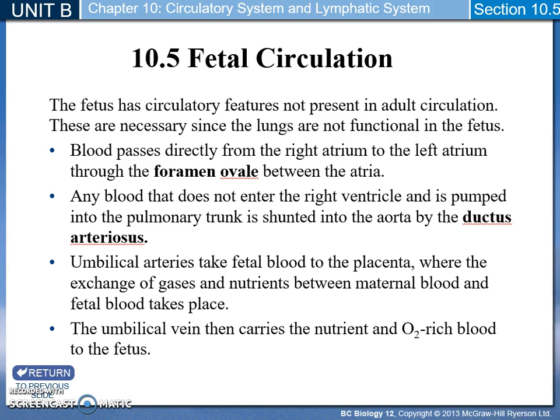So in order to bypass the lungs, what happens is blood will pass directly from the right atrium into the left atrium through the foramen ovale, which exists between the atria. So this means that blood will not flow into the right ventricle and get pumped to the lungs. So the blood just stays on the left side of the circulation to be pumped throughout the body of the fetus.